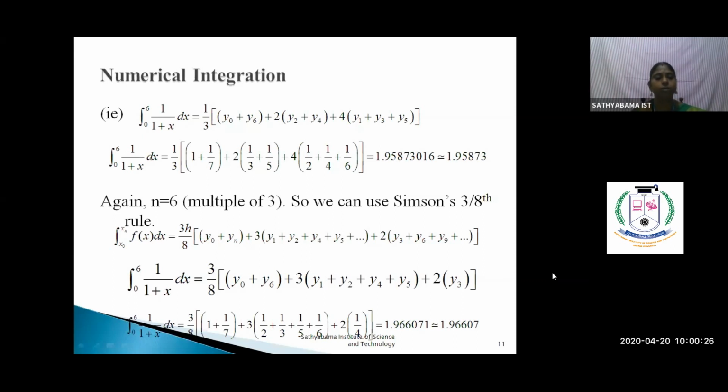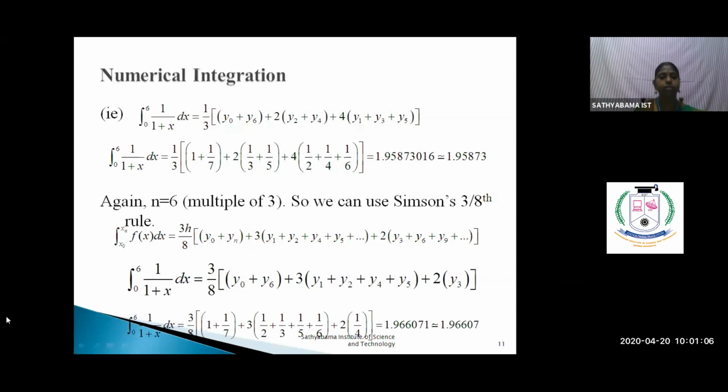So integral x0 to xn f of x dx is equal to 3h/8 of y0 plus yn plus 3 times of y1, y2, y4, y5. You look at that second term. All the entries whose suffixes are not multiples of 3. Is it clear? You see the second term, 3 times of y1, y2, y4, y5, all are not multiples of 3. Plus 2 times of y3 plus y6 plus y9 plus etc.